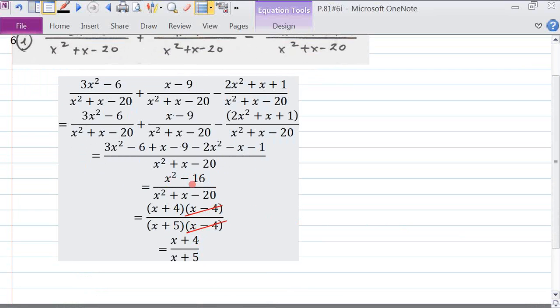So we now have x squared minus 16 over x squared plus x minus 20. We factor that as a difference of squares: x plus 4, x minus 4. Note that the first times the first gives me the x squared. The plus 4 times the minus 4 gives me the minus 16. And the inner plus 4x and the outer minus 4x cancel to give 0. This one, the x times the x gives me x squared, plus 5x inner minus 4x outer gives me plus x, and plus 5 times minus 4 gives me minus 20.